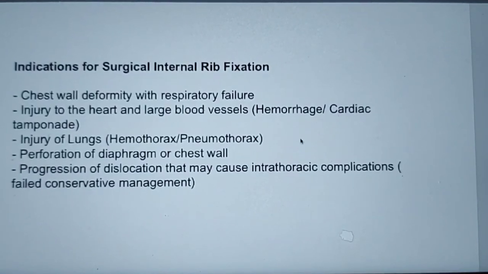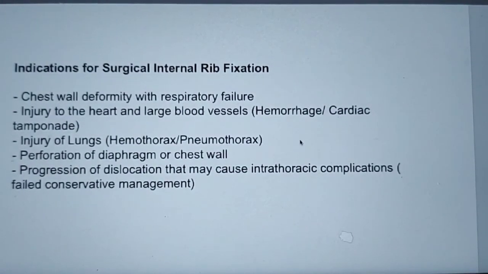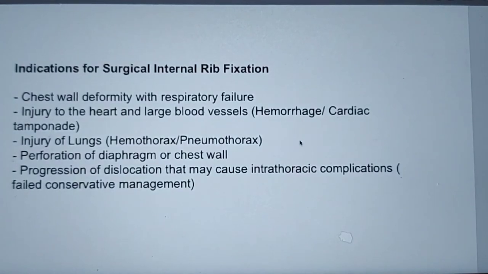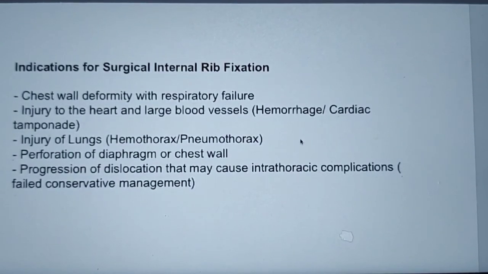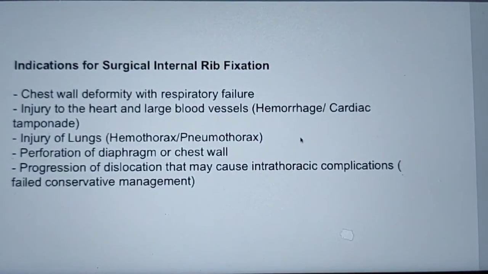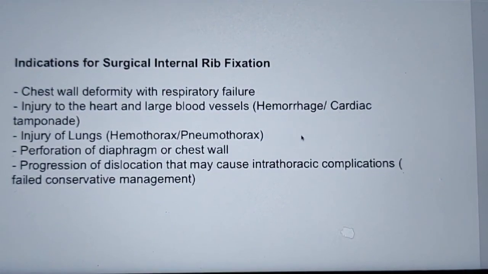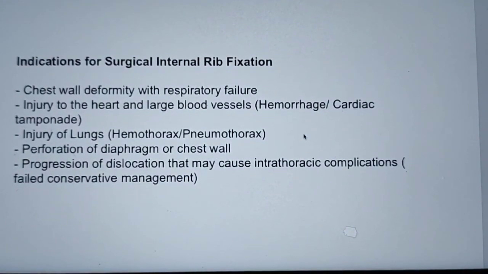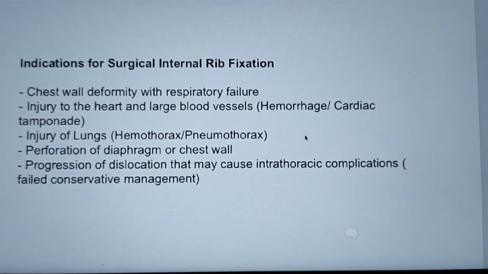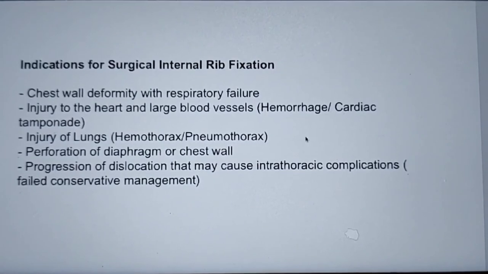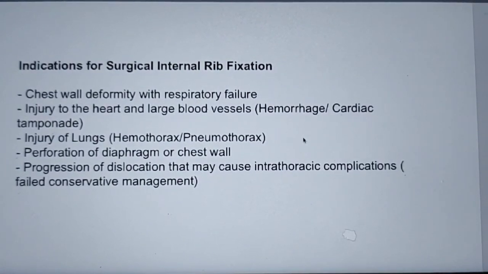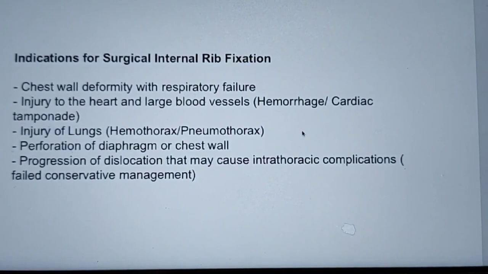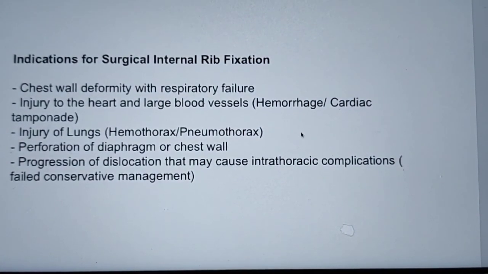This is the indication for surgical internal rib fixation: chest wall deformity with respiratory failure. In the case of a patient already on a high setting of ventilation but still not improving, we must consider surgical intervention. Or any injury to the heart and large blood vessels, injury to the lungs, even if we inserted a chest tube and everything, but the patient is still bleeding, we need to correct with surgical intervention. Any perforation of the diaphragm or chest wall totally needs surgical intervention. Also, if conservative management failed, for example, progression of dislocation that may cause intrathoracic complication.